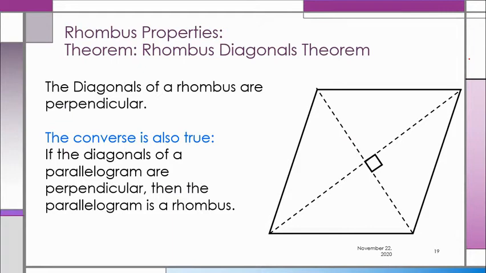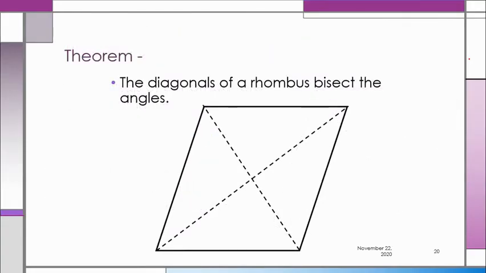Let's take a look at rhombus properties, okay? The diagonals of a rhombus are perpendicular. The converse is also true. If the diagonals of a parallelogram are perpendicular, then the parallelogram is a rhombus. The diagonals of a rhombus bisect the angles. Notice how the angles are not all the same, only the opposite ones are congruent.